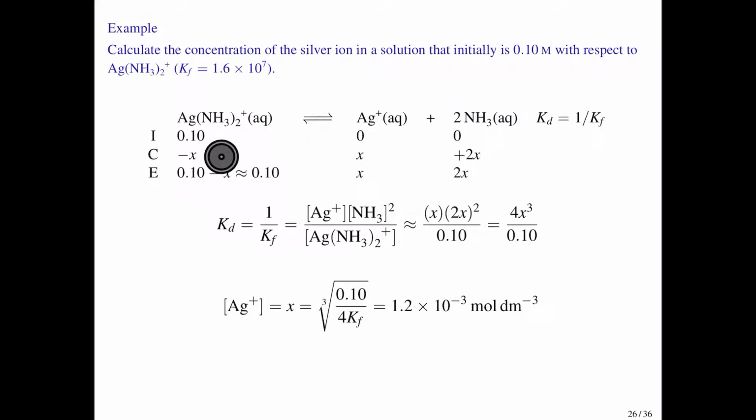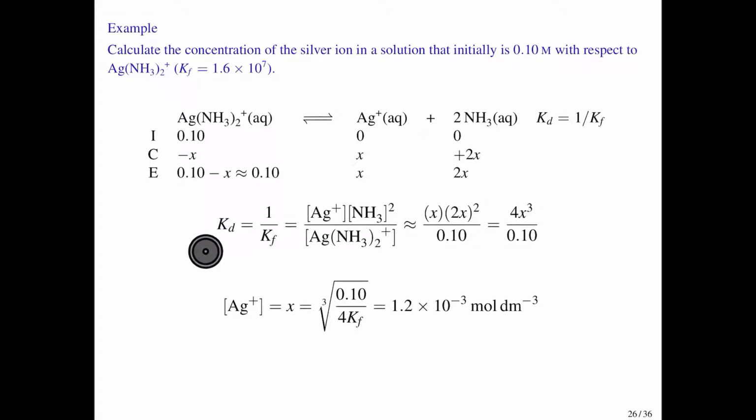Some of the ion will dissociate. That's going to produce some silver ion and some ammonia. And then to calculate the equilibrium line, we add these two lines together. So we'll have 0.1 minus x, x for the silver, and 2x for the ammonia. And what I'll note, since Kf is so large, Kd for this reaction will be very small, which indicates that very little of the complex ion is going to dissociate, so we can get away with ignoring minus x relative to 0.1. And that's going to simplify the problem.